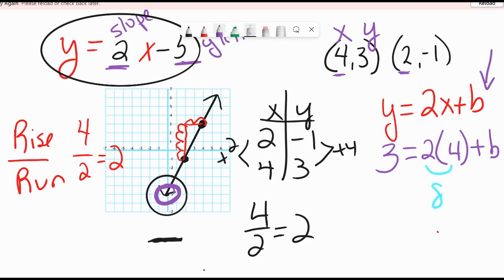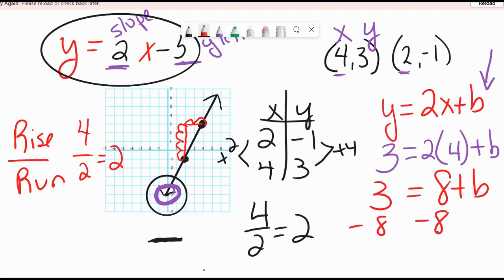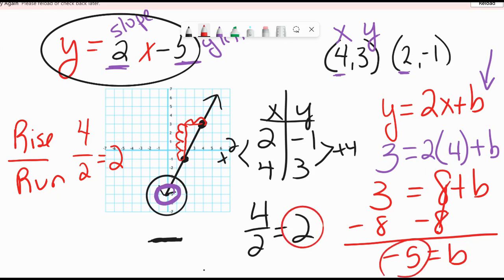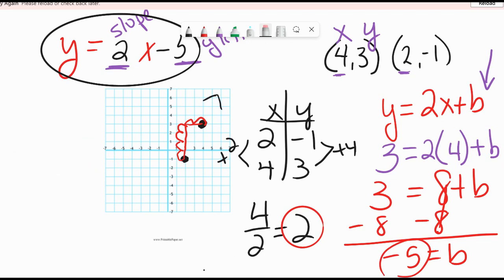So I have 2 times 4 is 8. So it looks like this. And then to solve for b, I subtract 8 on both sides, and I get negative 5 equals b. And then I can plug this in. So now I know my slope, my y-intercept. So when I write the equation, let me erase this stuff here so it's not so messy. When I write the equation, it's y equals, the slope is 2, and the y-intercept is negative 5. So I'm just going to say minus 5.